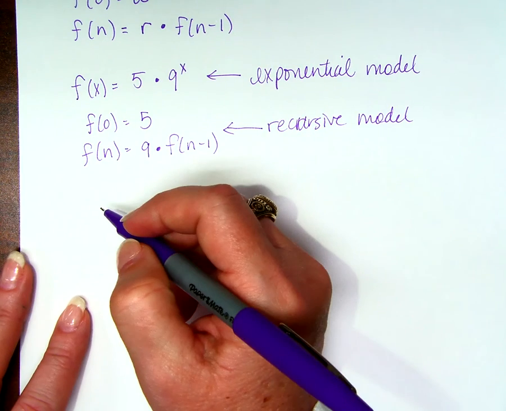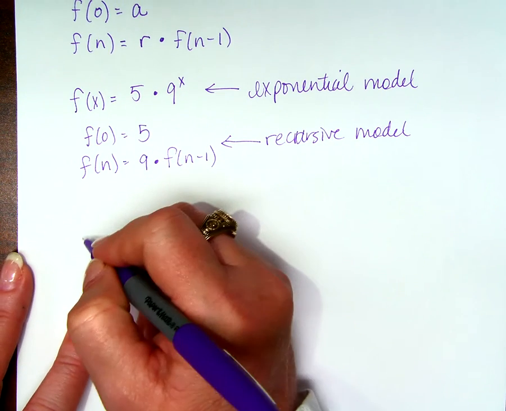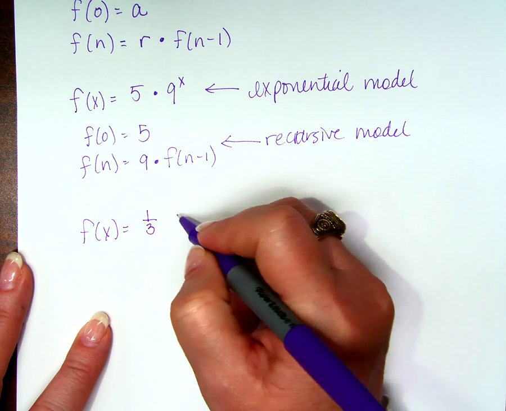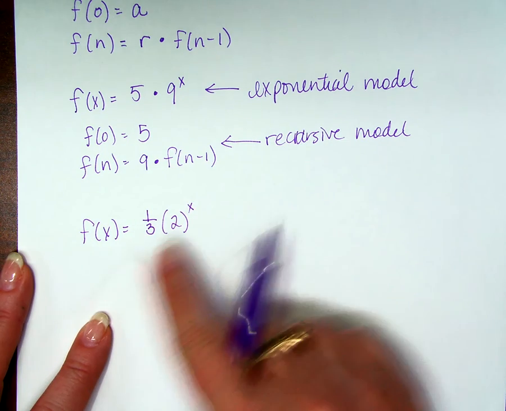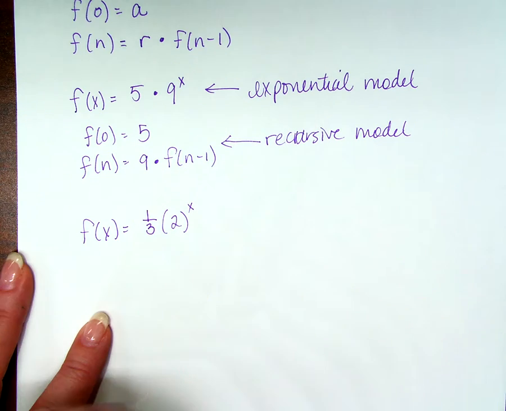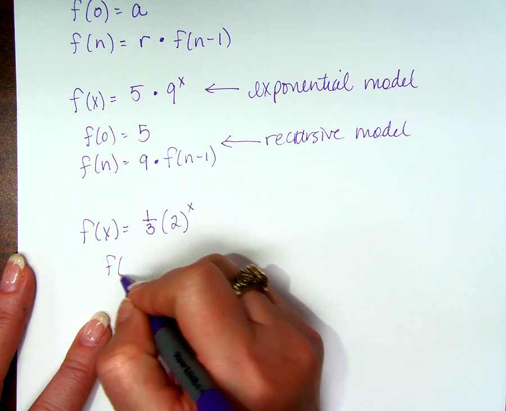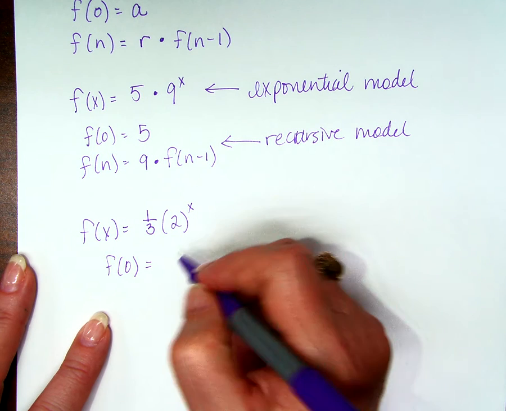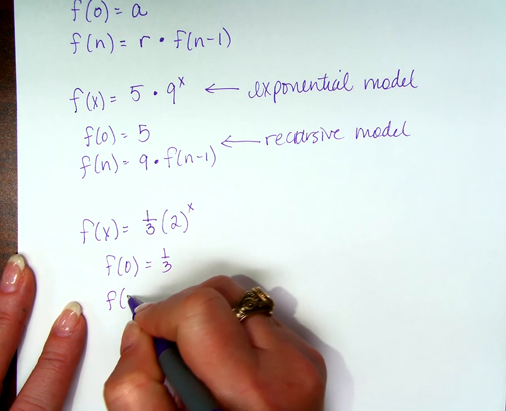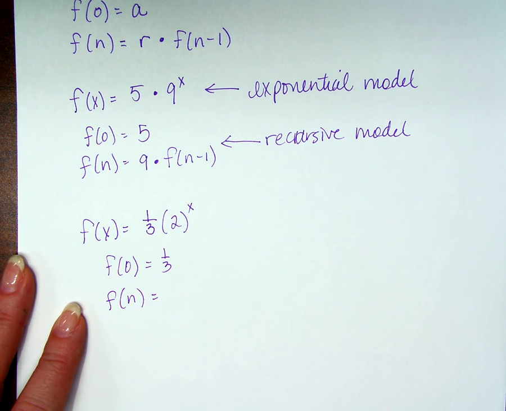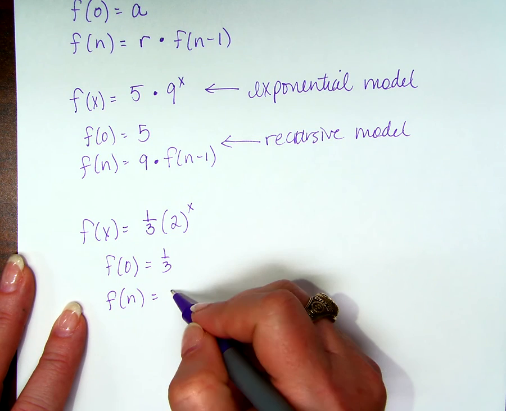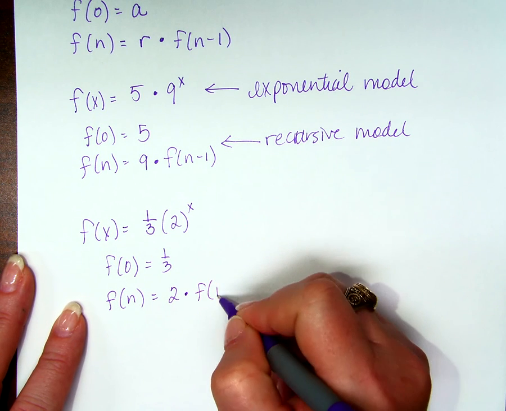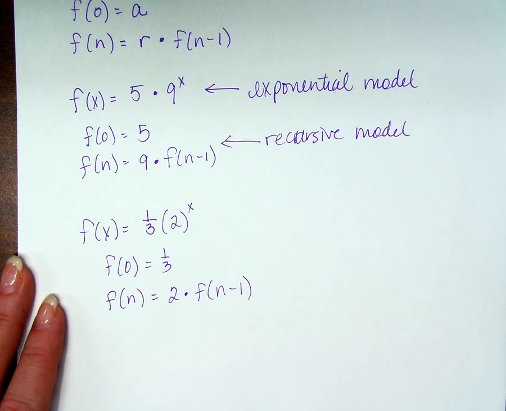Okay, then I'm going to make it even more difficult. f of x equals 1/3 times 2 to the x power. Look, I even wrote it different. It even looks different. What's f of 0? 1/3. What's f of n? 2 times. Perfect. Done.